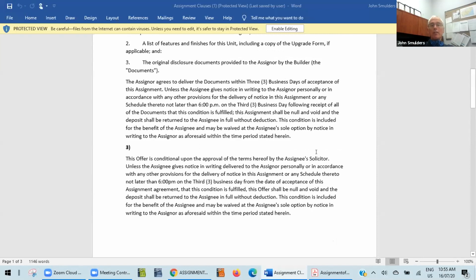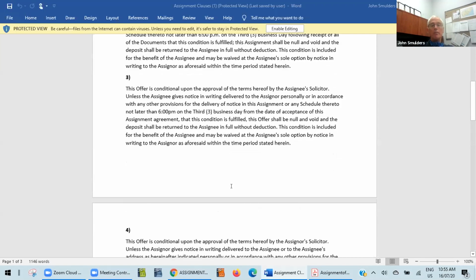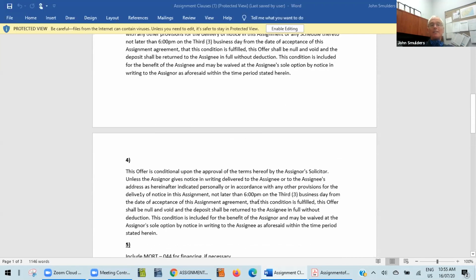The approval of the assignee's solicitor. Okay, the buyer's solicitor gets to approve it, all right? The assignor's solicitor. So I often get the question, as representing the buyer, why should I put in a seller's solicitor's clause when I'm representing the buyer, all right?